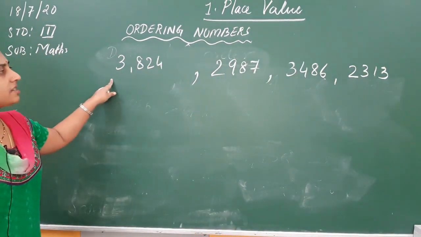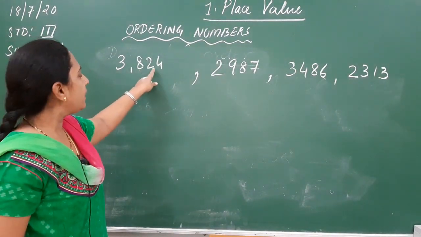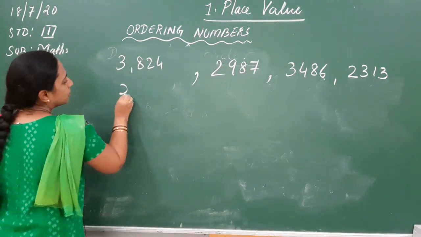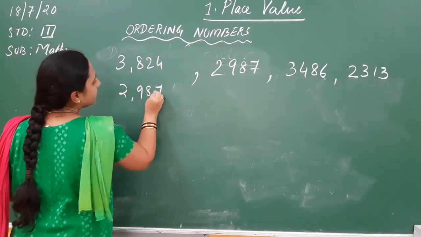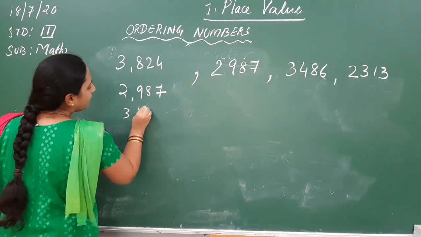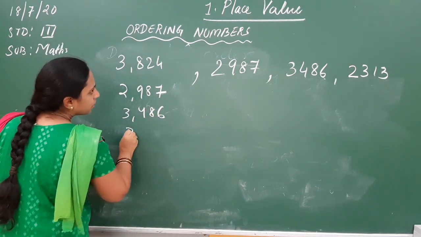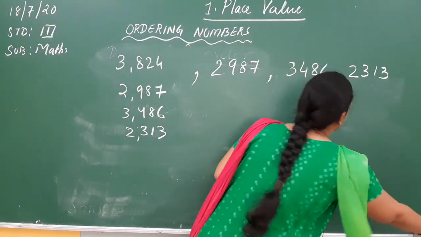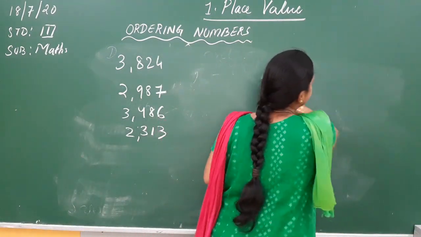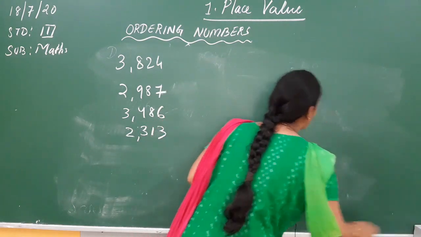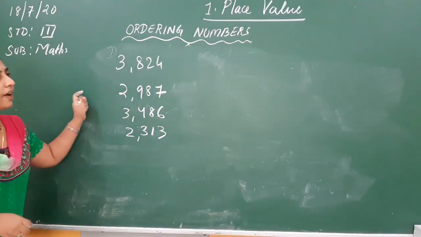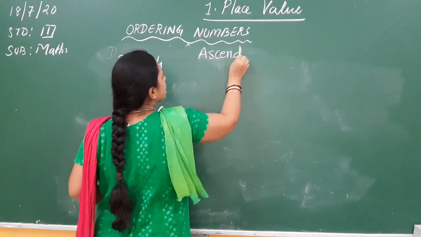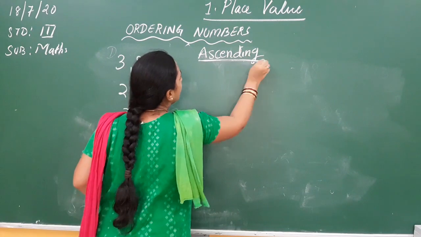So we have got these numbers: 3824, or I should write one by one down only. 2987, 3486, 2313. These I have taken some numbers. Okay. Right. Now we have to arrange in ascending order. Now ascending means small to big, right?